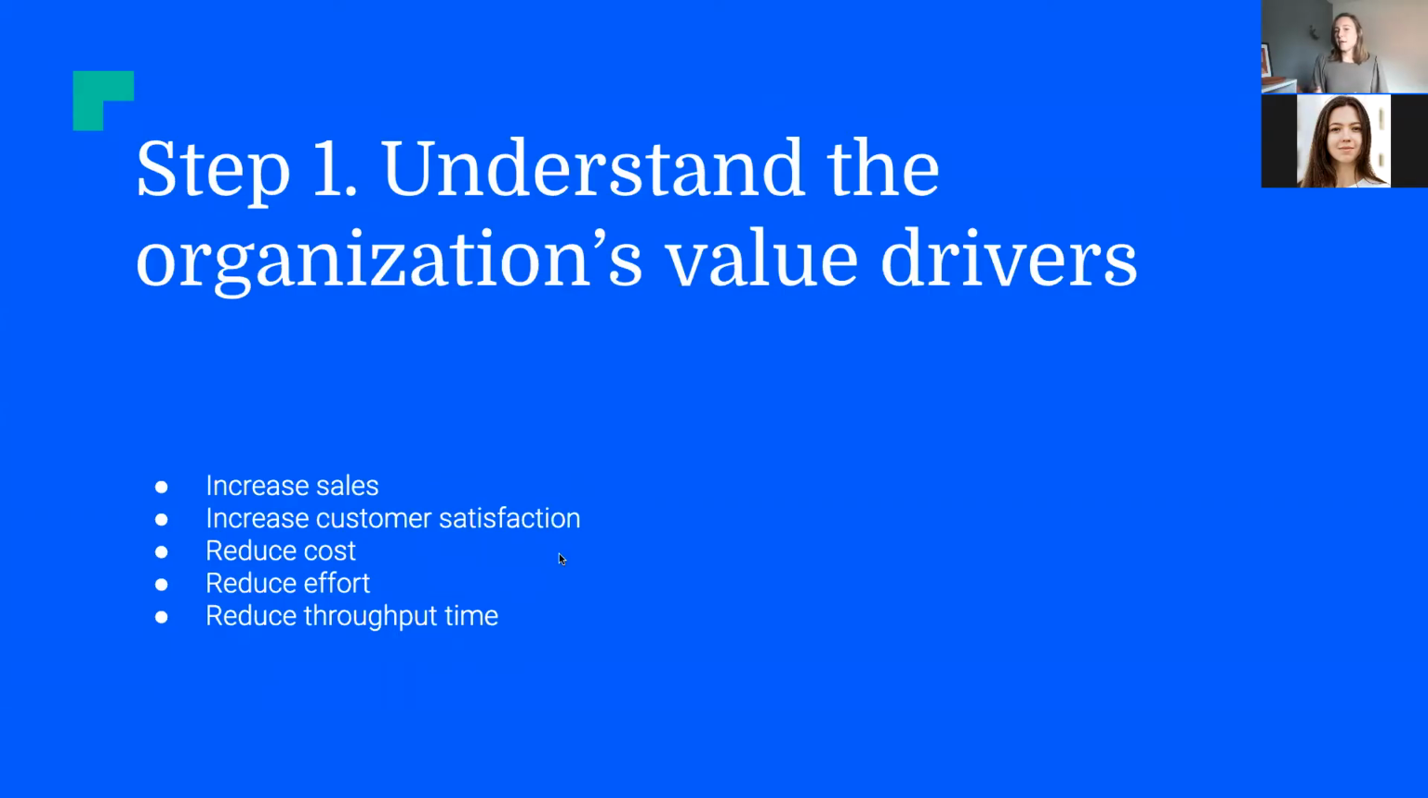We believe that every organization's objectives are a combination of 5 elements: increasing sales, increase customer satisfaction, reduce costs, reduce effort, and reduce throughput time. And the weight of these 5 elements is different for each industry and even for each company. So that means that when we look at the business impact of the solutions that we will show to you later on, this impact will be specific for each company. So we need to keep that in mind when we prioritize.